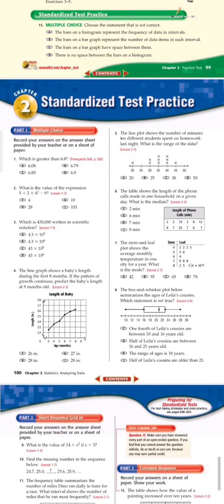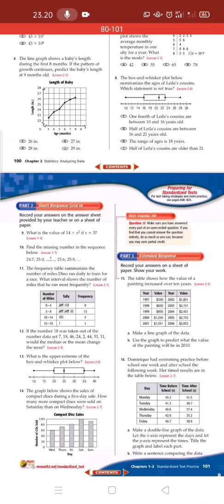B. 14 of Layla's cousins are between 10 and 16 years old. C. Half of Layla's cousins are between 16 and 21 years old. D. The range of ages is 18 years. E. Half of Layla's cousins are older than 21.